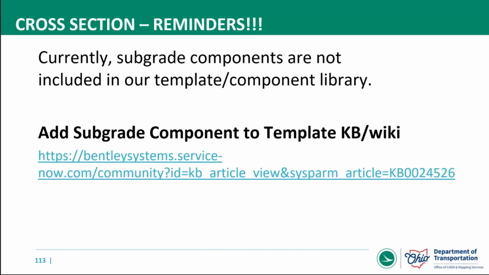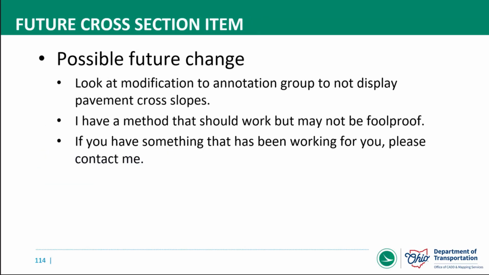I'm also tempted to go back and do what we had in the GeoPack standard where those pavement buildup levels were just on non-plot levels, so that would make it really obvious that they shouldn't be there. One other possible future change: obviously, if we're not showing the top pavement, we really don't want to annotate the pavement cross slopes either. I think I have a workflow or a change to that annotation group that should work. I'm not sure that it's completely foolproof yet. So I'd like to play around with it some more, but we might see that in a future update.